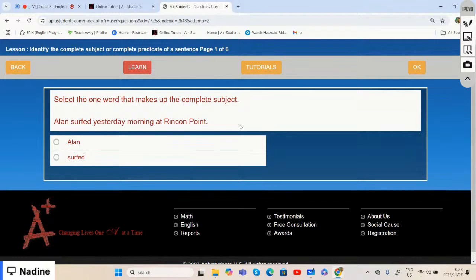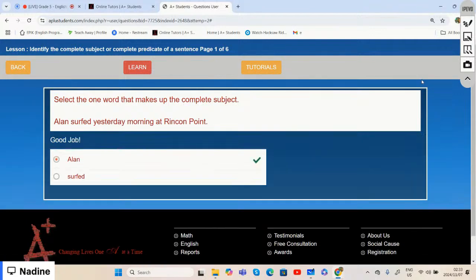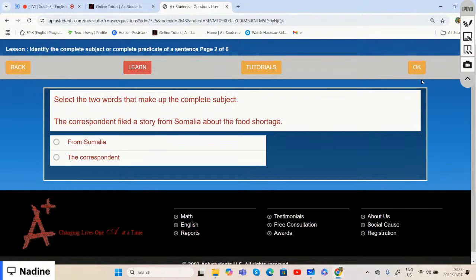So we need to select the subject within that sentence, and we said it is Ellen. Yes, option one, Ellen is correct.